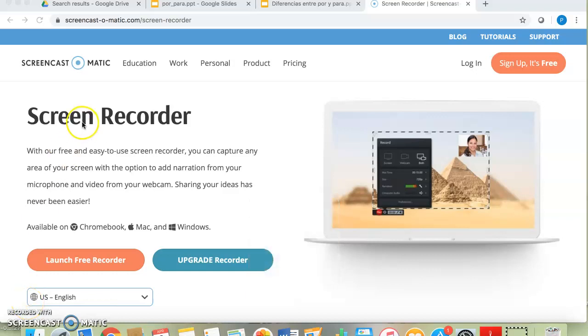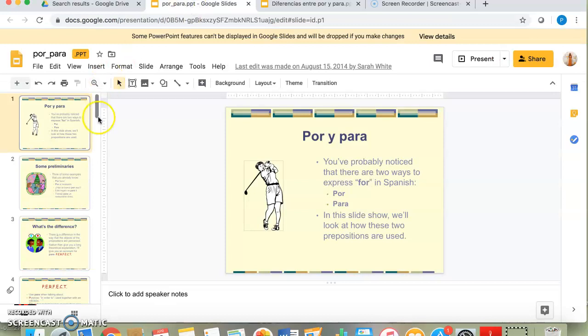Hola chicos, yo quiero discutir hoy la diferencia entre por y para. Entonces vamos a empezar con esta presentación.